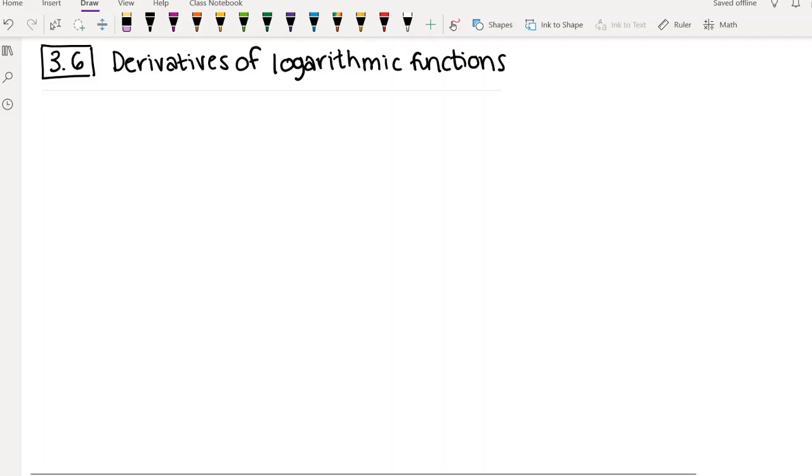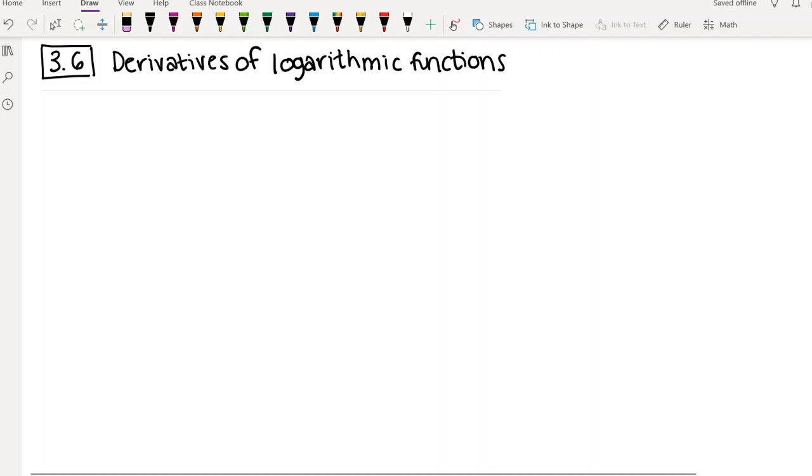Hi everyone. So in today's video, we're going to be talking about the derivatives of logarithmic functions. And the structure of today's video is going to be pretty similar to yesterday in that we're going to be using implicit differentiation to find the derivative of f of x is equal to ln of x.